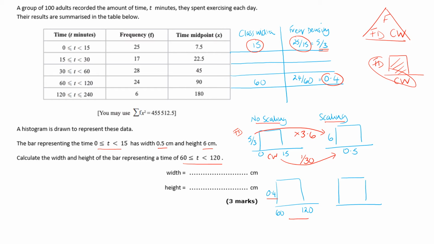0.4, and we can see that the class width is 60, and then all we need to do to get to the new height is use the same scaling, so it would be times by 3.6, so that would have a height of 1.44, and then if we do 60 and times it by 1/30, that would give us a width of 2.